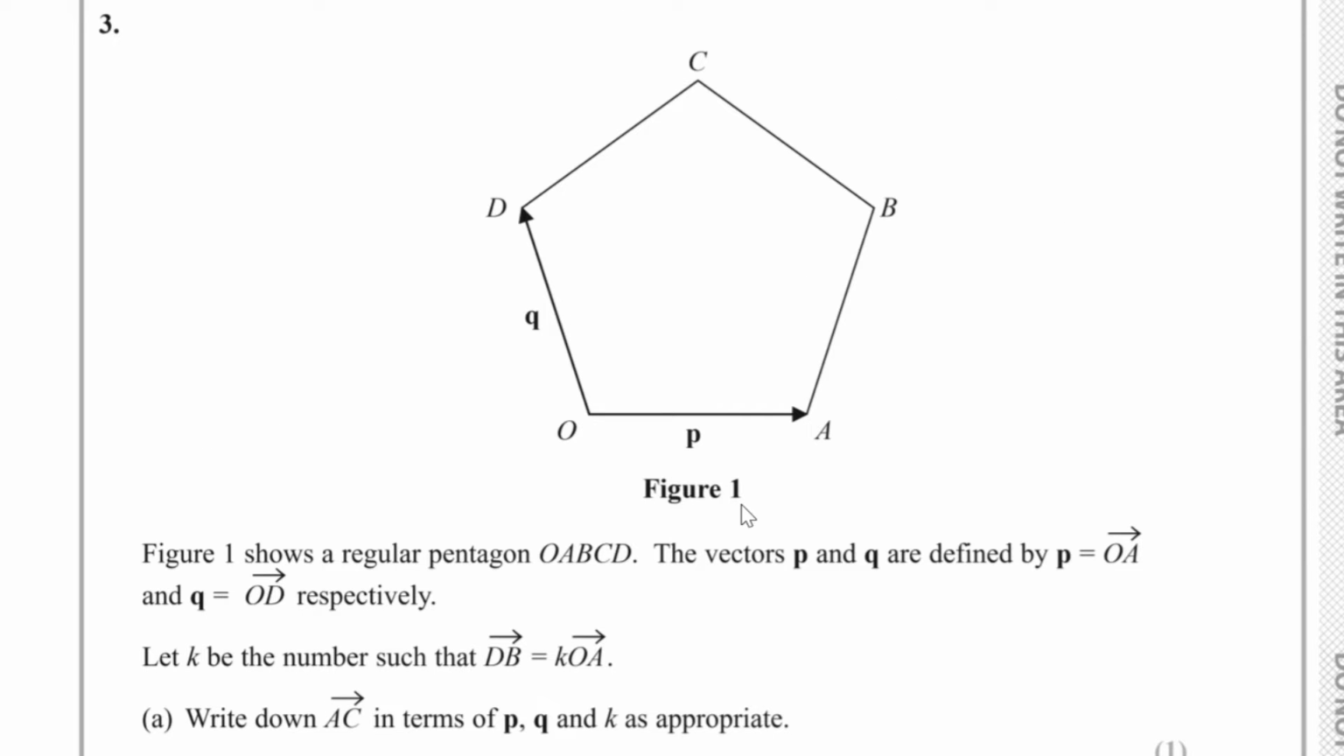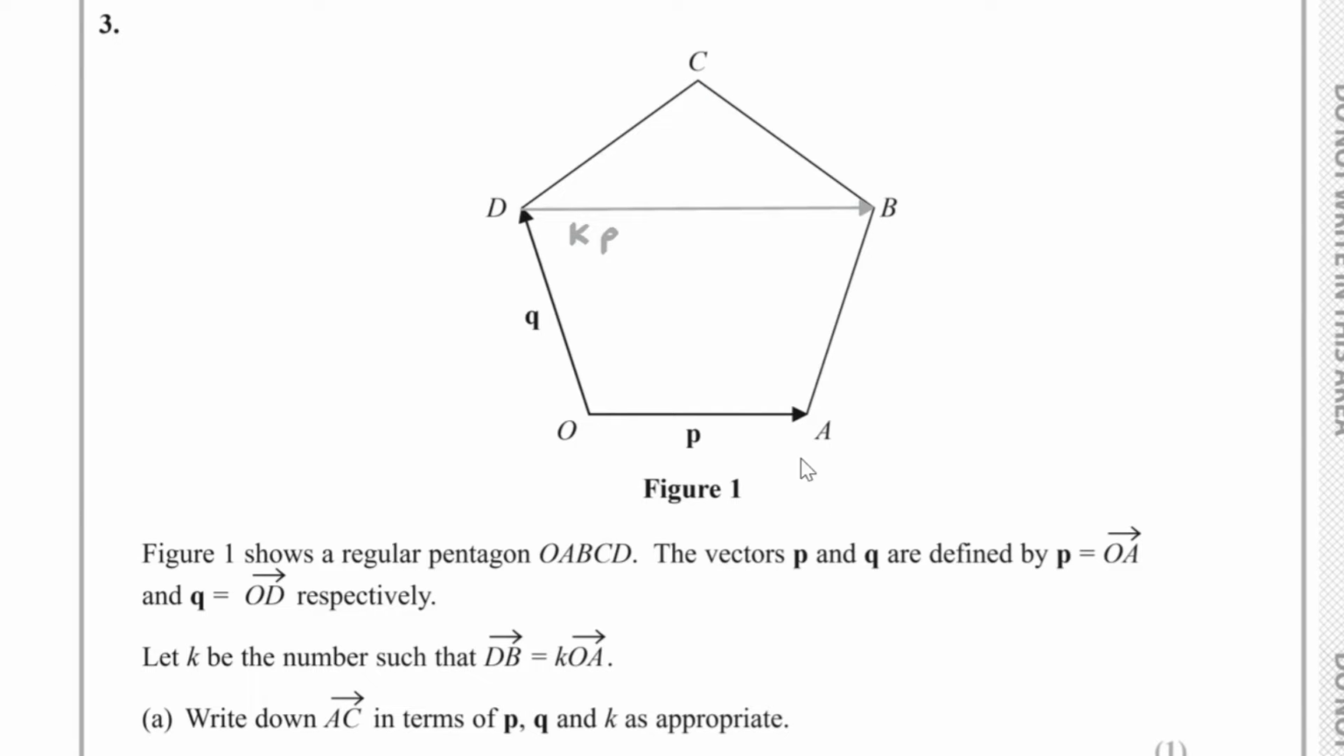Now here we've got a regular pentagon. What's essentially happening in this question, we've got DB, so starting at D, finishing at B. This is K times bigger than OA. So here we've got the vector KP, where K is a constant. And what we need to find is the vector AC. We need to find out what this vector is somehow.